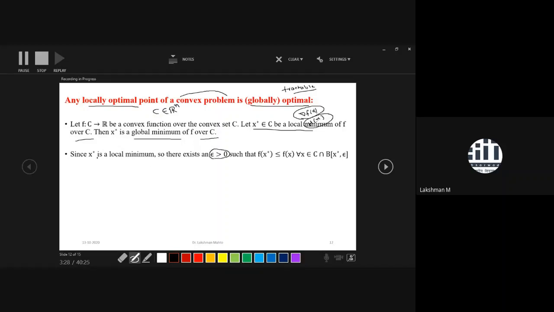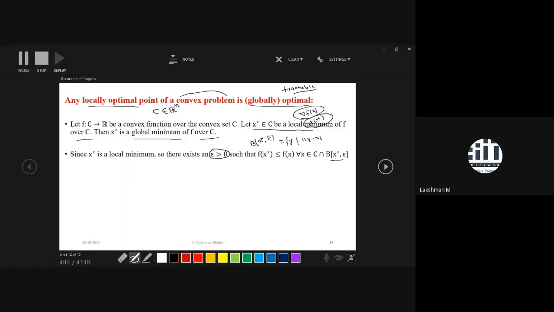So if x star is a local minimum point, then there exists an epsilon greater than 0 such that in the small neighborhood of x star, which is a closed neighborhood, it is defined because I have taken the closed bracket. I think you are all familiar with this neighborhood. B of x star, epsilon is the collection of all the points y from the domain such that the distance of y with respect to x star is less than or equal to epsilon.